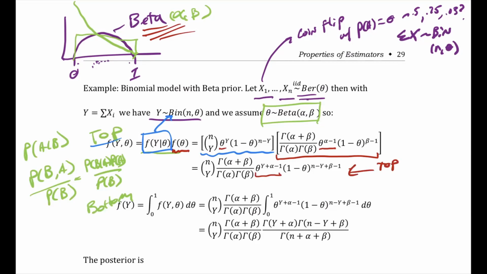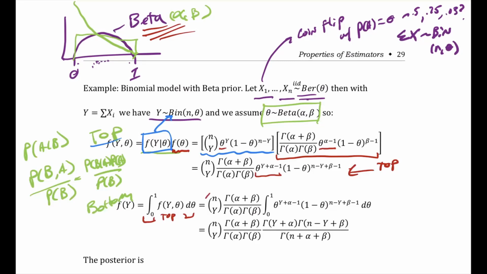On the bottom, it's slightly more complicated. I have to integrate this top piece over all theta, because this looks like the top, but I'm integrating over all theta.